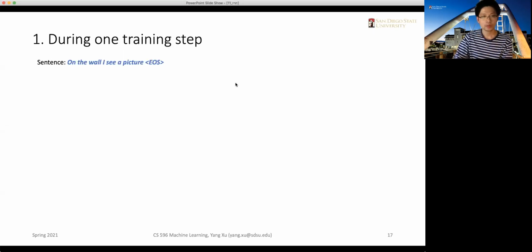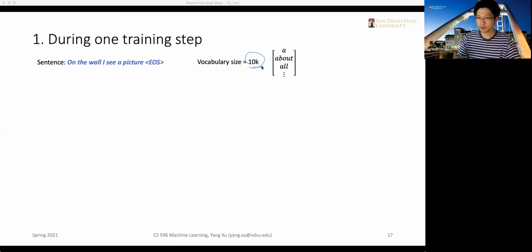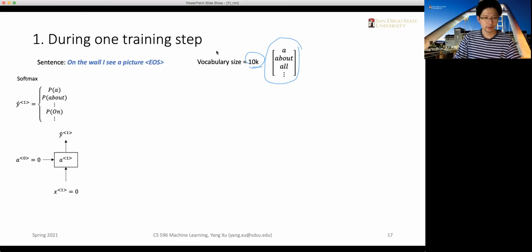All right, let's look at two stages. First, we'll look at what would happen in one training step. Let's see, this is the input. We list the vocabulary, which means we have 10,000 unique words in total in the training set, right? So this vector is a very long vector, a very long dictionary.